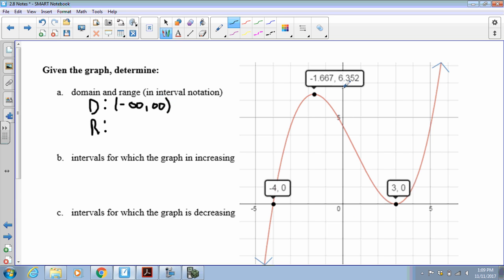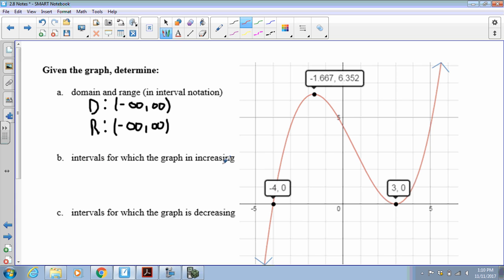Now range, remember that is your y value, so the up and down. Now if you notice, our arrow is facing down, so that means this line would go on forever in the negative direction, and this arrow is going up. So that means our range would always go more positive as well. So we're actually going to hit all of the y values. So just like the domain, our range is going to be from negative infinity to positive infinity.